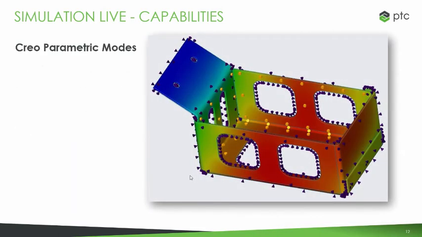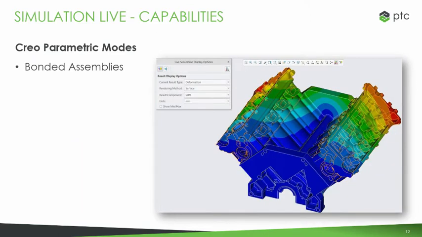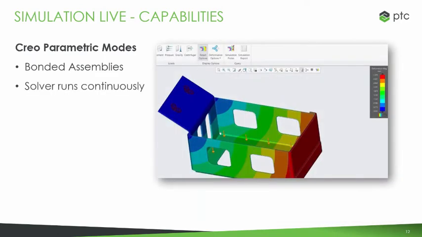Let's take a closer look into the models themselves and how the system runs its analysis. When we're running the analysis on assemblies, they're all defined as bonded assemblies. That means that any connectors or any touching surfaces are going to be treated as bonded, and the analysis is then run on that bonded model. And the solver that we're using is running continuously in the background. So any changes that we make to our designs are going to automatically update in the results for us.